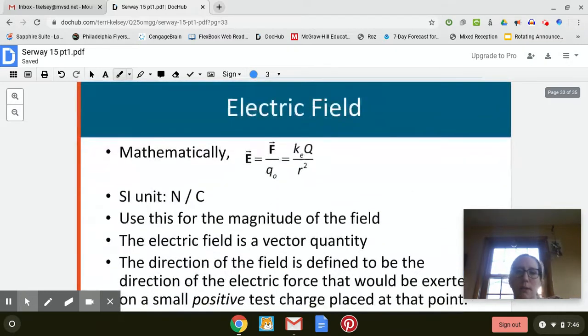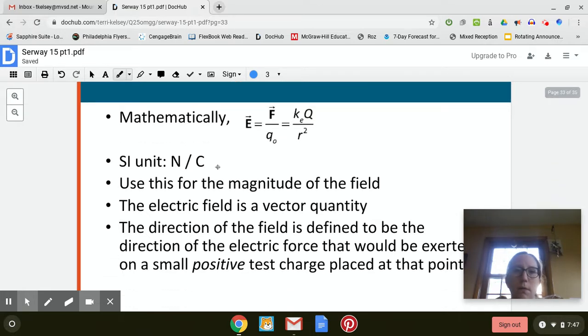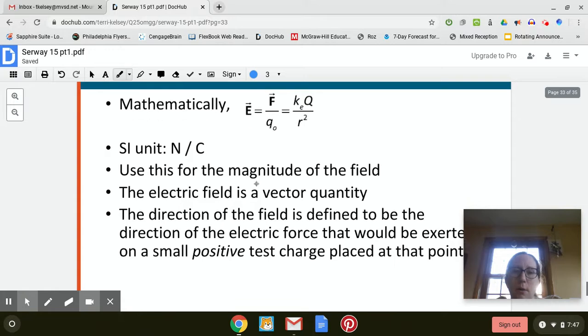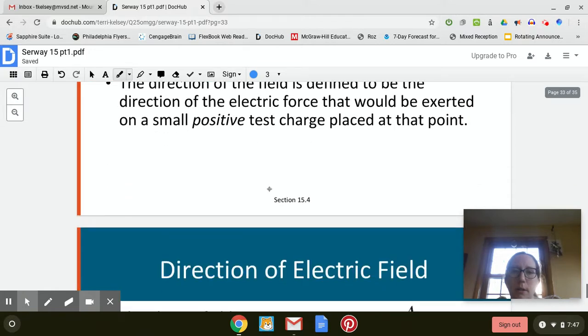For the formula for electric field, we have a couple of versions. Capital E, a vector, is equal to force over charge. Then they substituted in Coulomb's law to solve it easily. K is Coulomb's constant, 9 times 10 to the 9th, Q is the charge on the large object, divided by the radius squared. The units of field are newtons per coulomb. Again, it's a vector, so you have to figure out direction based on the charges of the objects.